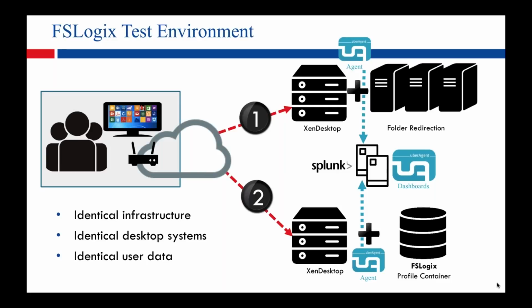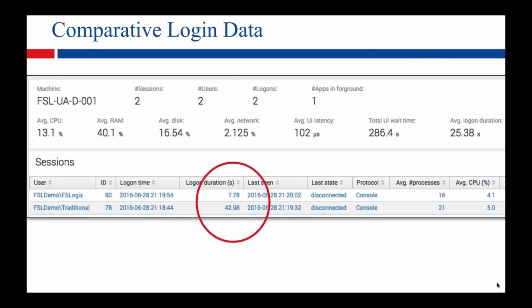And FSLogix is enabled. So when we look at it, without FSLogix, our login time was 42.98 seconds. 42 seconds. That's what our login time is. When I replace traditional roaming profiles with FSLogix, we drop down to roughly 8 seconds. That's huge. That is absolutely huge. And you will see that those login times will be consistent.